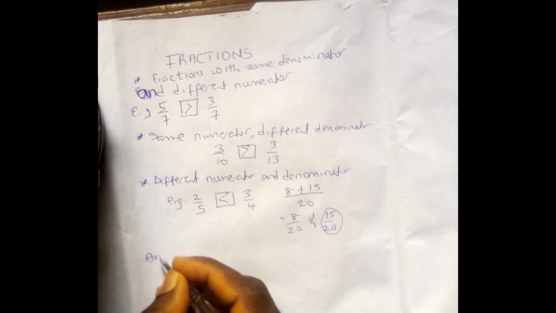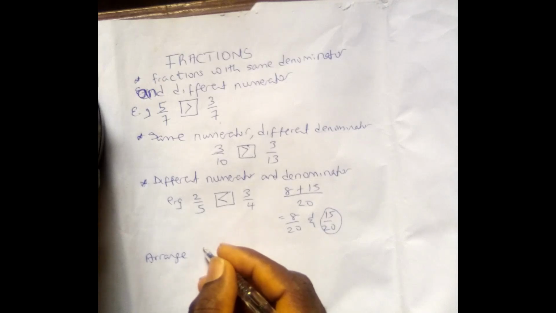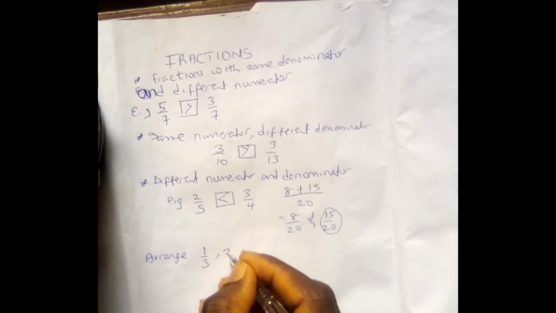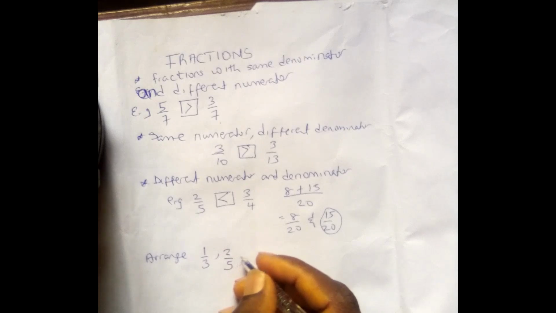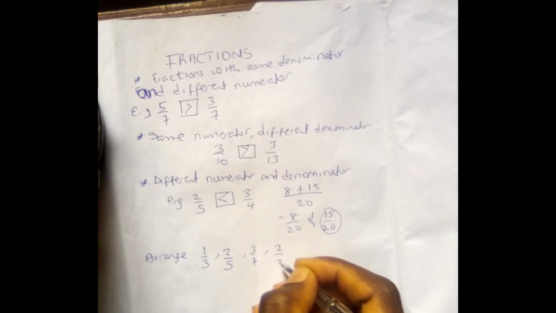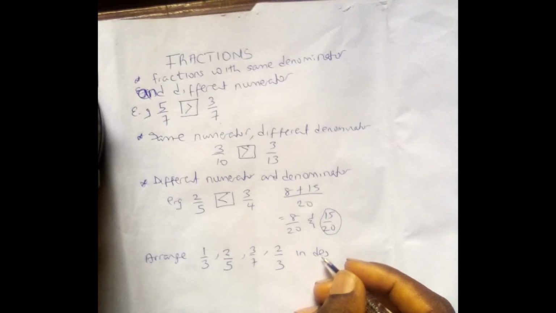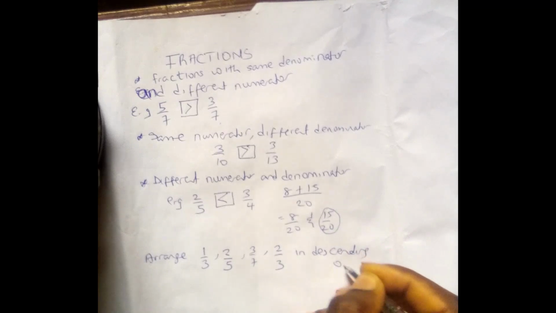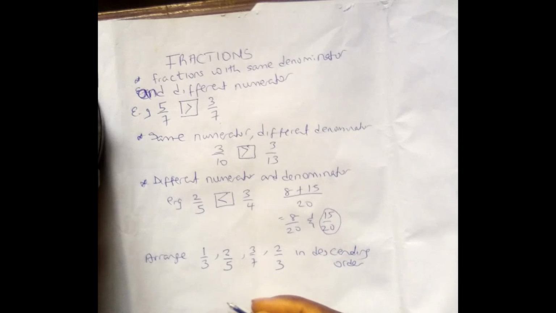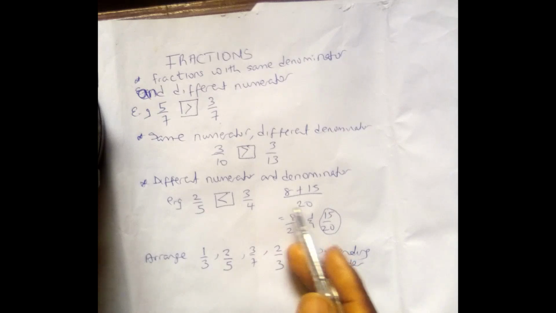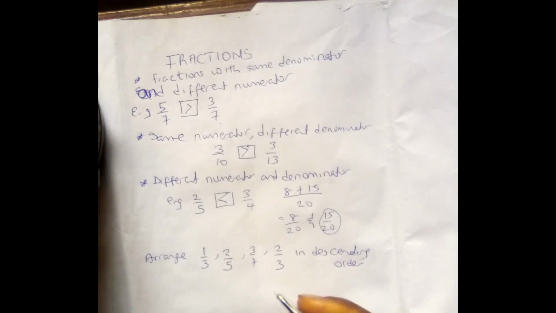Let us arrange 1/3, 2/5, 3/7 and 2/3. Let's say we are asked to arrange this in descending order, that is from the highest to the lowest. There are two ways of solving this. Either you find the decimal of each of them and compare, or you find the LCM like we did in the initial one and get your answer. Whichever way you want, let me choose to do it by finding the decimals of each of them.